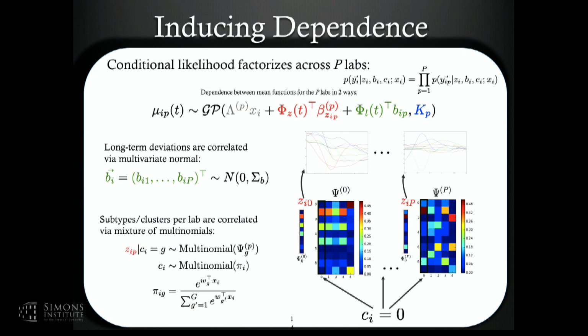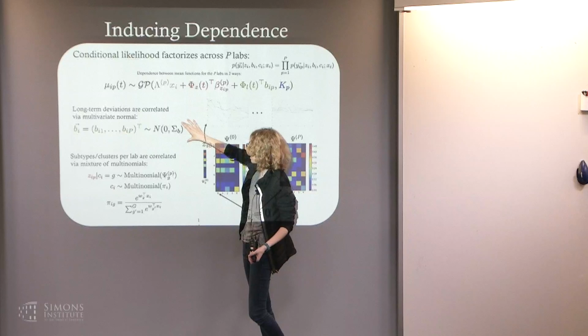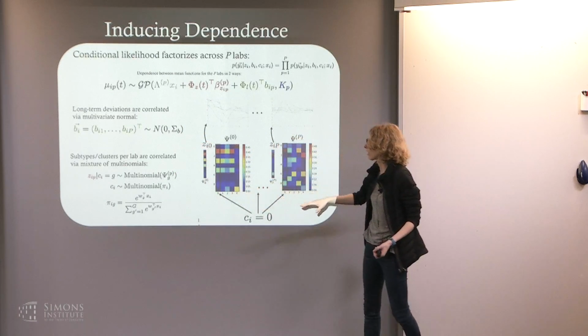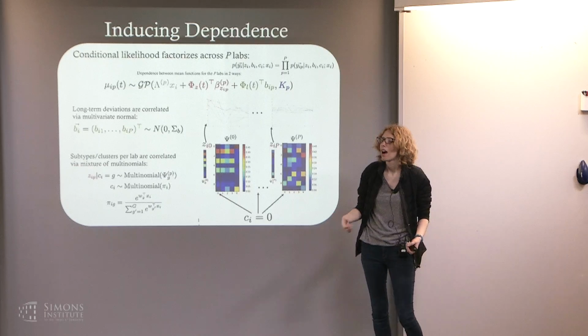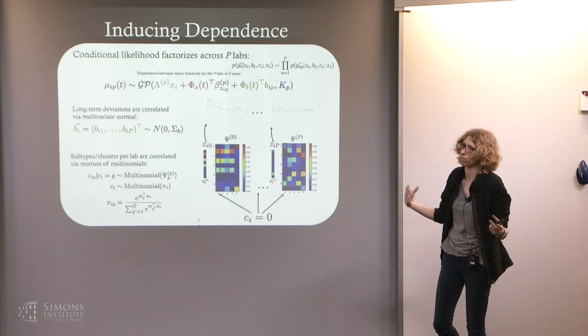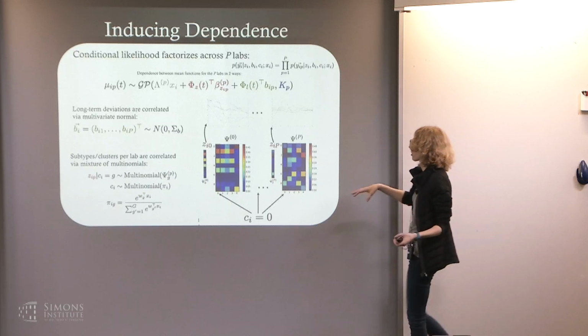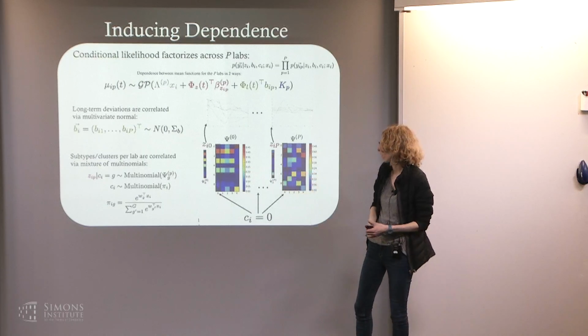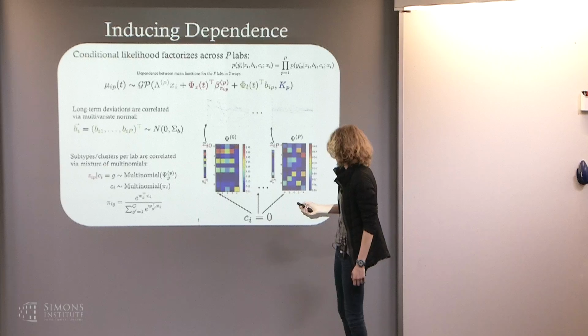And so what we really want to do is look at the trajectories of all of these different labs and try to correlate them. We try to correlate them in a couple of ways. We correlate them through the long-term deviations with a multivariate normal. And we also try to correlate them through subtype assignments, right? So we say you as an individual belong to a particular subtype, probably, or you have a distribution over subtypes. And we think that your subtype is going to be fairly consistent between different lab measurements. And we do that through a mixture of multivariate normals.